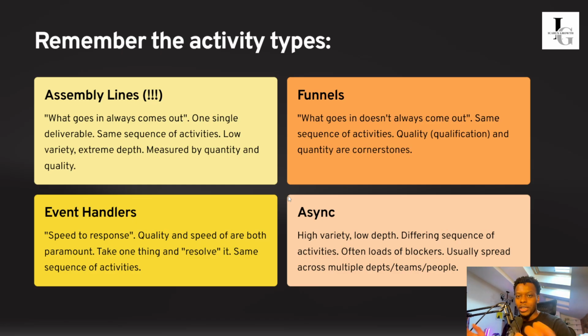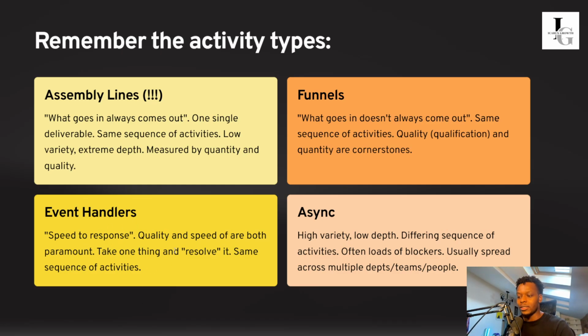insert, whatever it may be. Text, it could be a form of text, a form of code, a form of email, whatever it could be, but it's the same sequence of activities, low variety with extreme depth, and measured by quantity and quality. Then you have funnels, which is what goes in doesn't always come out, but it's still a pipeline essentially. Same sequence of activities, but quality and quantity are also the cornerstones, and quality comes in the form of qualification. If something doesn't meet a certain criteria, it falls off the funnel. It doesn't last the entire way.